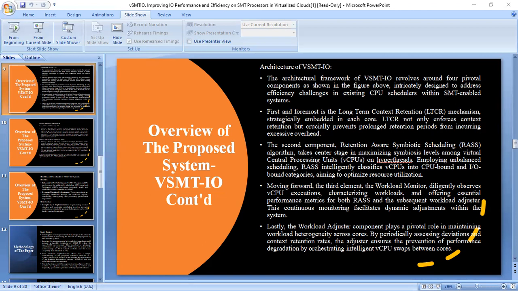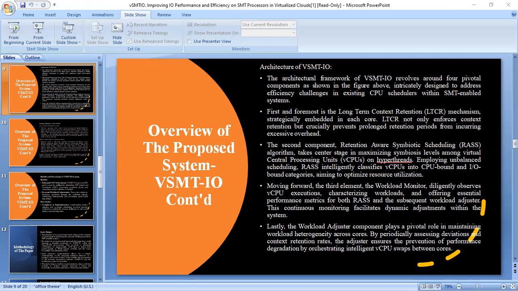And coming to the fourth main component, the workload adjuster. The workload adjuster is crucial for maintaining workload heterogeneity across the cores. By periodically assessing the deviations and the context retention rates, the adjuster prevents performance degradation by orchestrating intelligent vCPU swaps between cores.